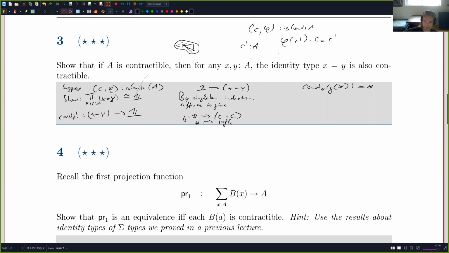And then we also need to define a contraction for this new center of contraction. And what should phi prime of the third point, C double prime, be? Well, any point x here, we have this path and this path. So let's try to concatenate phi of C prime inverse, and then phi of x, right?